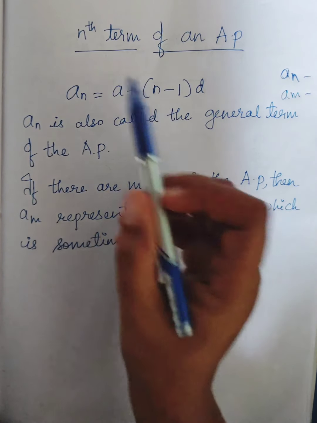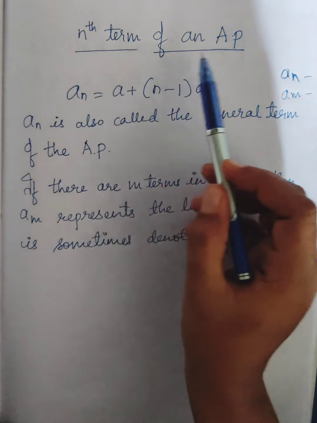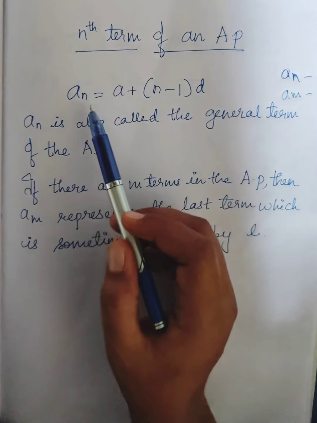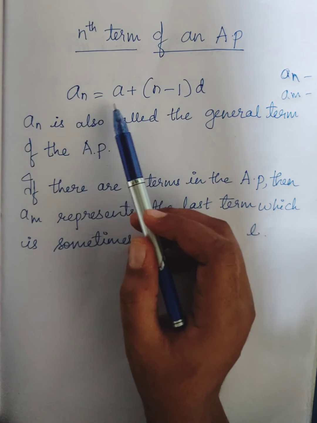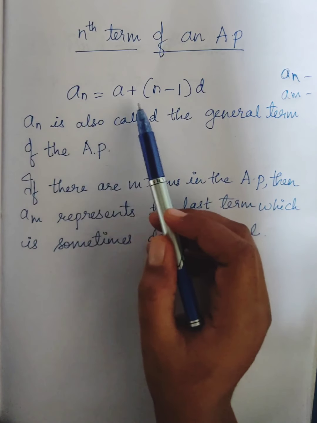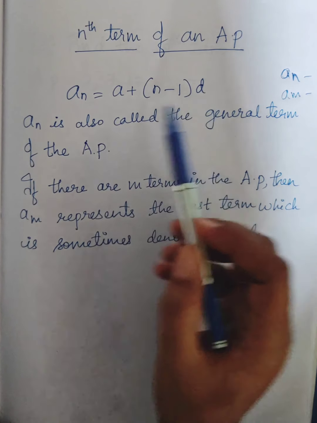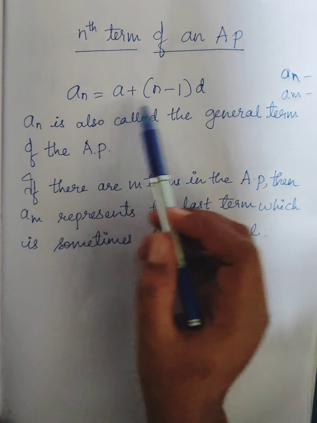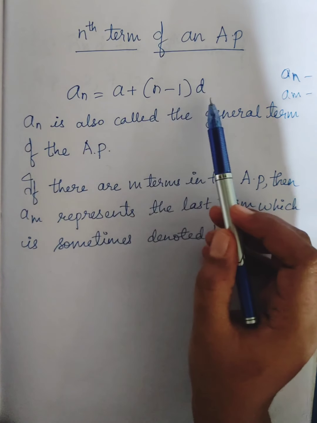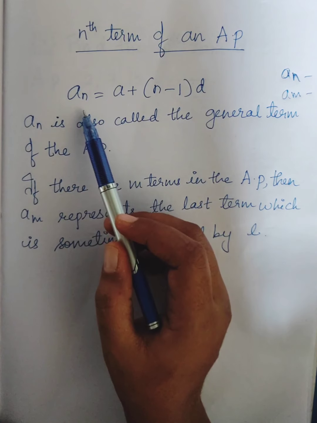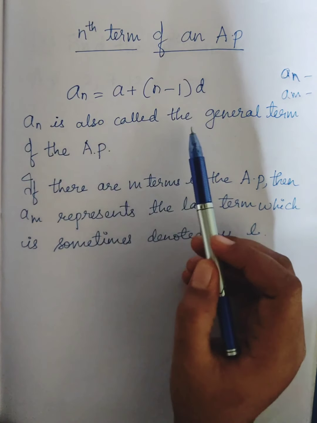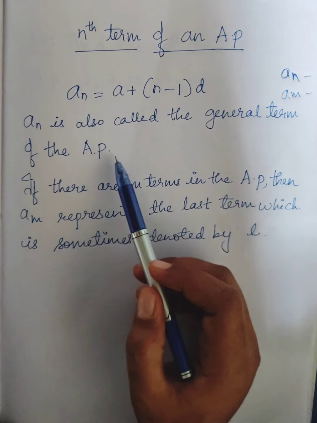Now I am going to start with the nth term of an AP, and I have already told you the nth term of AP formula, that is an is equal to a plus n minus 1 into d, where a is the first term, n is the number of terms and d is the common difference, and an is the last term. an is also called the general term of the AP.